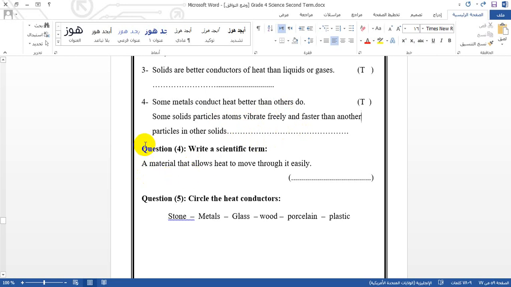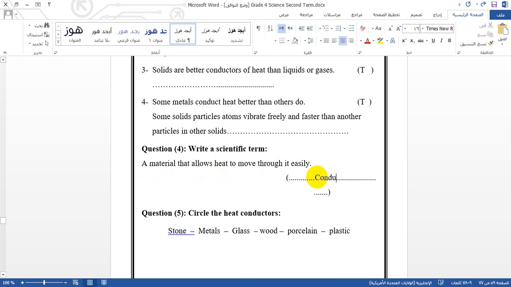Okay, now question number 5. Write a scientific term. A material that allows heat to move through it easily is a conductor. We should write here conductor. And here, the question: circle the heat conductors. Which one is an example of a heat conductor? Sure, you have to select this one.